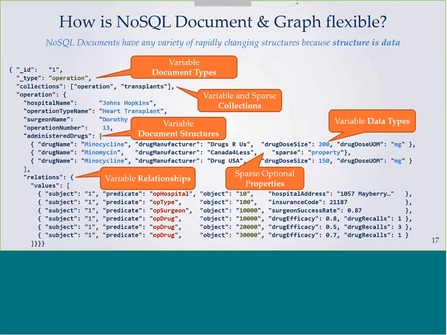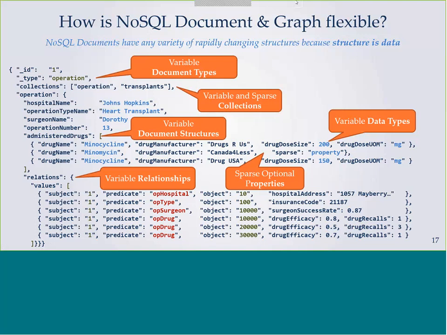Or you could be more flexible. You could say, all I really need is the hospital name, the operation type, the surgeon, and then the administered drugs. And then for the administered drugs, all I need is the name of the drug, the dose size, and the unit of measure. So you could create minimal required structure or maximal required structure. And you have the total flexibility with JSON schema or XML schema to do that.